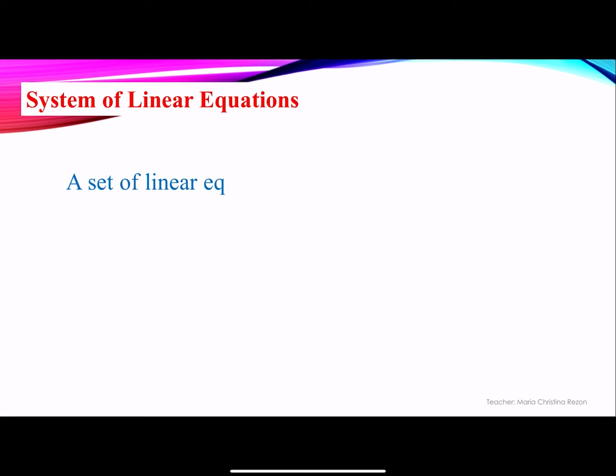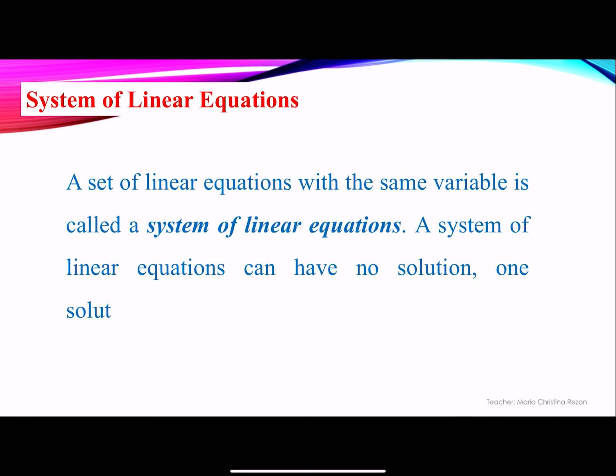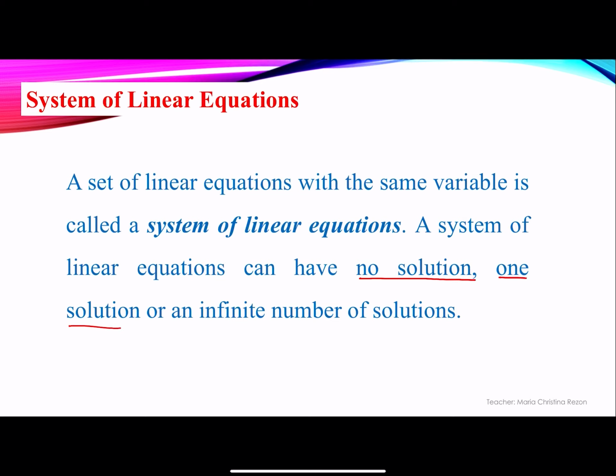So a set of linear equations with the same variables is called a system of linear equations. And this type of system of linear equations can have no solution, one solution, or infinite number of solutions. And this can be well illustrated when you solve for the system of linear equations by graphing, and you will be able to see how the graph of no solution, one solution, and infinite number of solutions are.